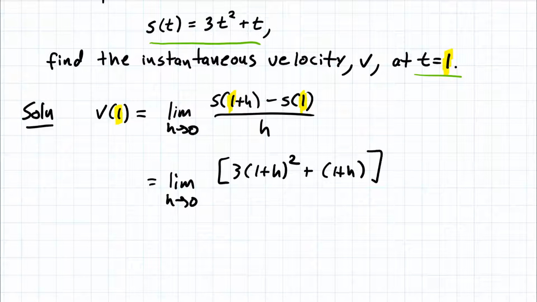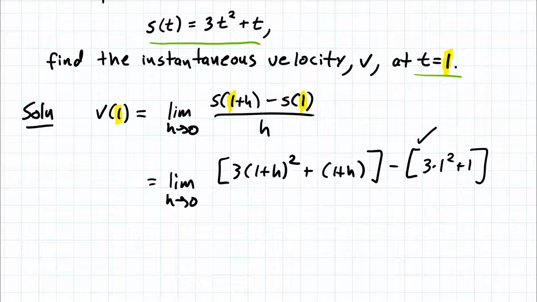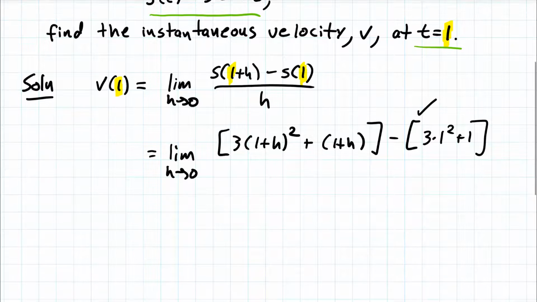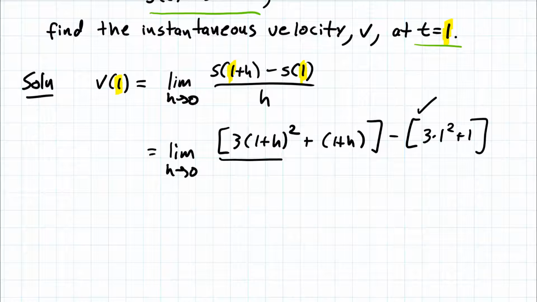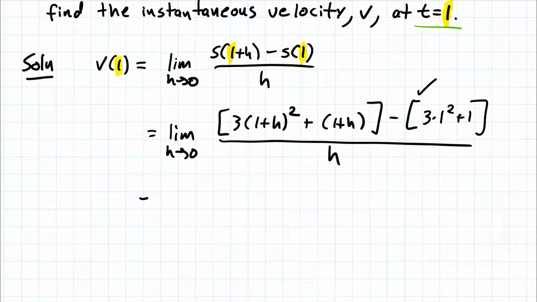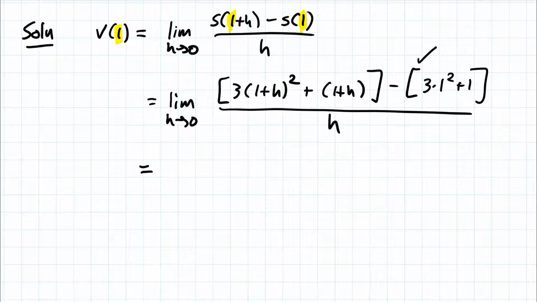So we get 3 times (1 plus h) squared plus 1 plus h. Then we have to plug in 1. So that's 3 times 1 squared plus 1. And I recommend these brackets there as well, so that you don't forget that the minus sign hits everything on the inside. All right, so that's kind of a mess, so let's expand out a bit and hope for good things.